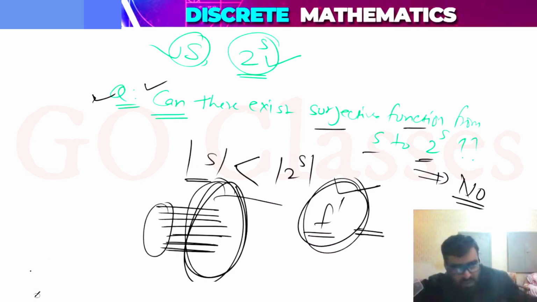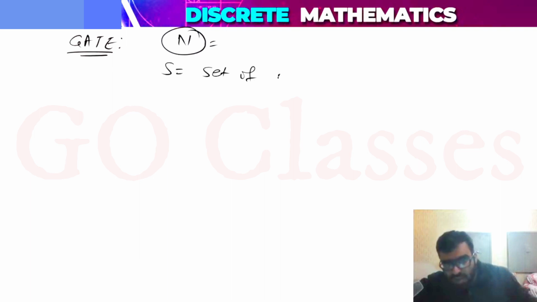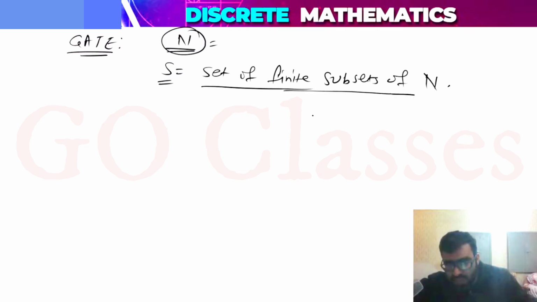So let's take one more question. This is a GATE exam question. Let's assume this is your set of natural numbers, N is the set of natural numbers. Now S is basically the set of finite subsets of N. So this is your set of natural numbers, and this S is basically the set of finite subsets of N.